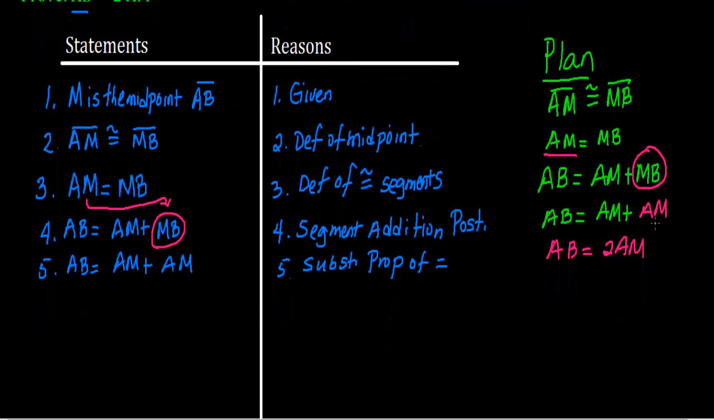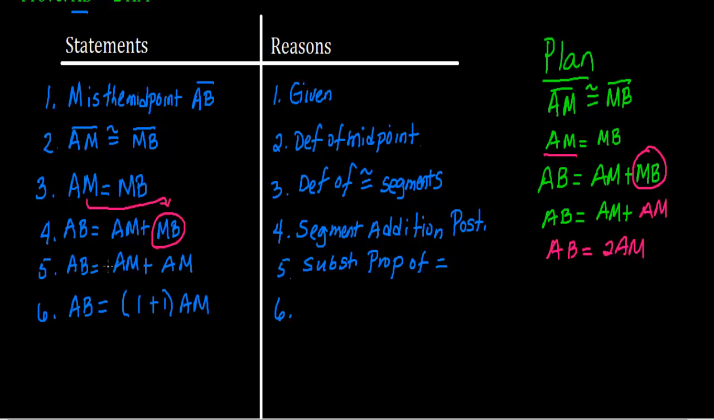Now we have a couple more steps. I can't go ahead and just add AM and get 2M. I have to use the distributive property first. To combine like terms, I'm going to rewrite AB equal to 1 plus 1 times AM. What I did here is, what do these two things have in common? They both have a 1. 1 AM and 1 AM, and that's how come you can add 1 and 1 and make 2.